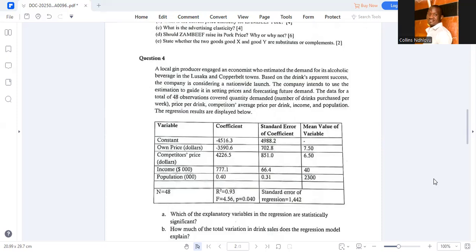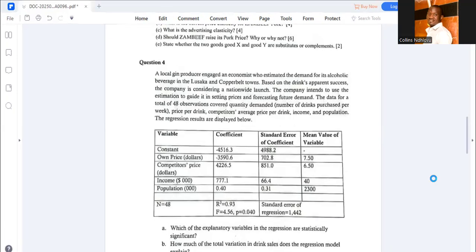So we are told that a local gin producer engaged an economist who estimated the demand for alcohol beverage in Lusaka and Copperbelt provinces. Based on the drink's apparent success, the company is considering a nationwide launch. So the company intends to use the estimation to guide selling prices and forecast future demand. The data for 48 observations covered quantity demanded, the number of drinks purchased per week, competitors' average price per drink, income, and population, as shown in the regression table. So we have the constant, the own price, competitors' price, income, and population.